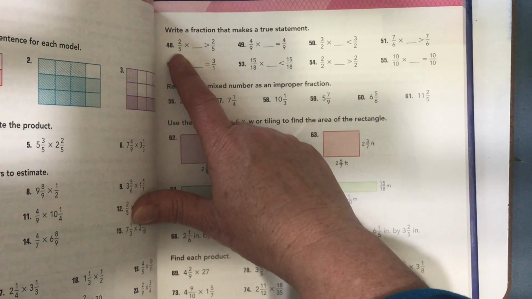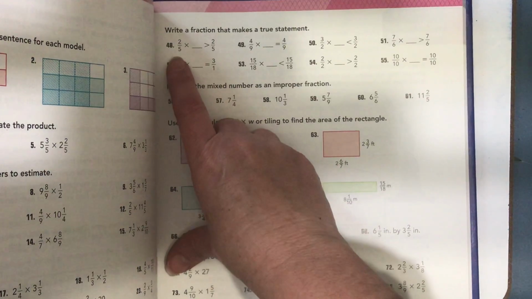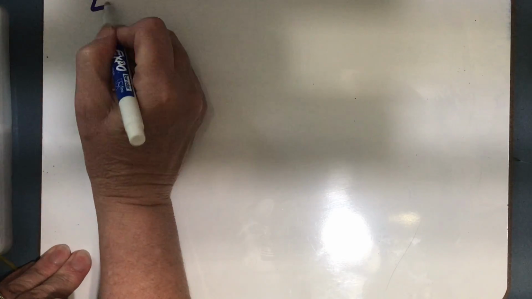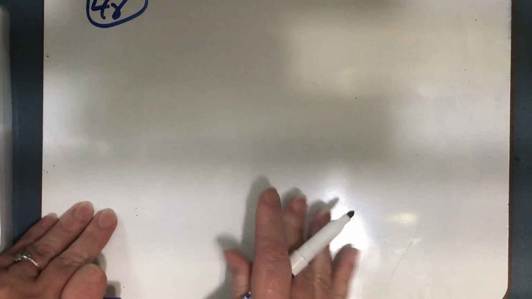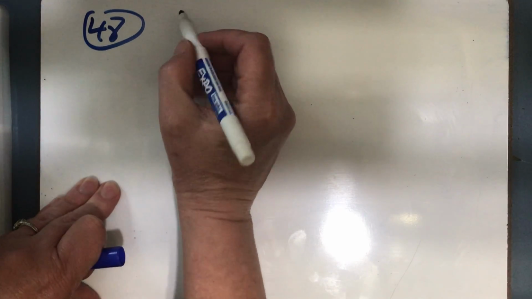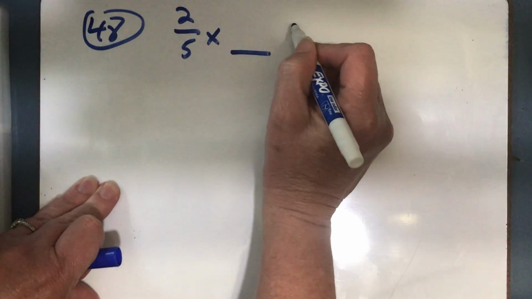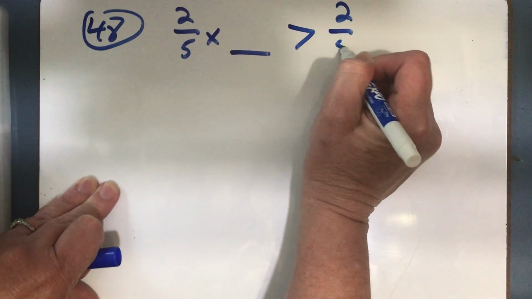So on this first part, you're going to do the evens on this page. Number 48 says 2/5 times what equals something greater than 2/5. So let's do an example. This is number 48, and I am on page 193. 2/5 times something equals something greater than 2/5.